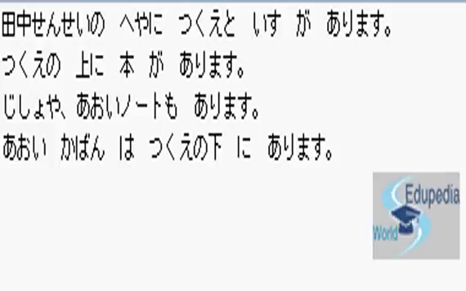Clear? So let's have the recap one more time. Tanaka sensei no heya ni tsukue to isu ga arimasu. Tsukue no ue ni hon ga arimasu. Jisho ya aoi noto mo arimasu. Aoi kaban wa tsukue no shita ni arimasu. Clear?